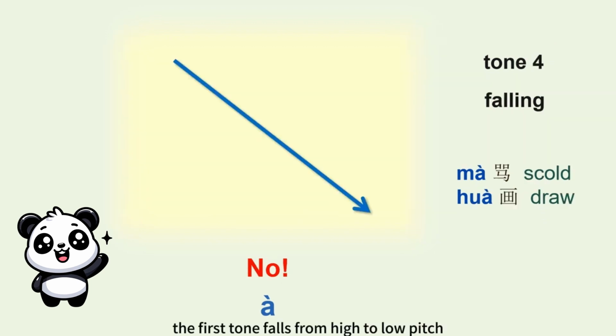The fourth tone falls from high to low pitch. It's the same as the English negation word no. The Chinese word mà, which means scold, carries the falling tone. The Chinese word huà, which means draw, also carries the falling tone.